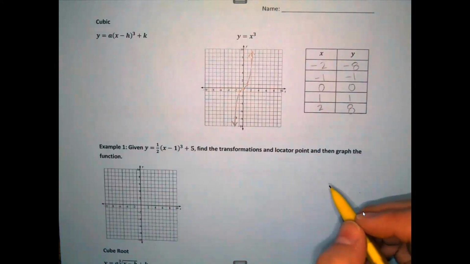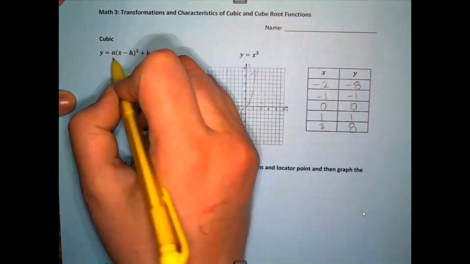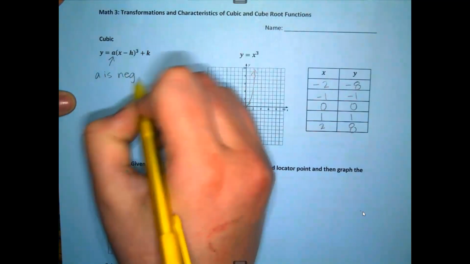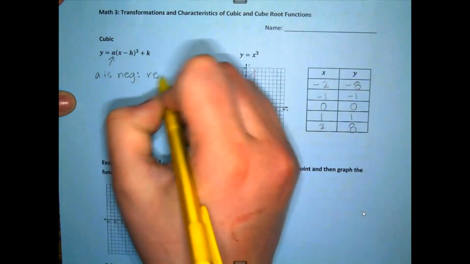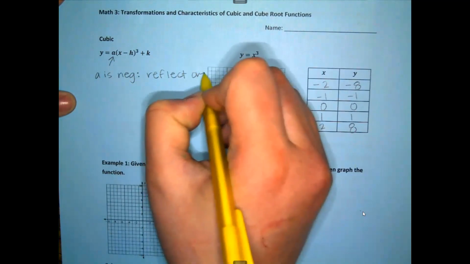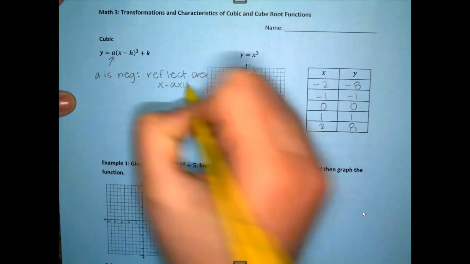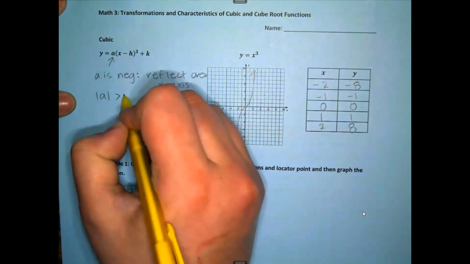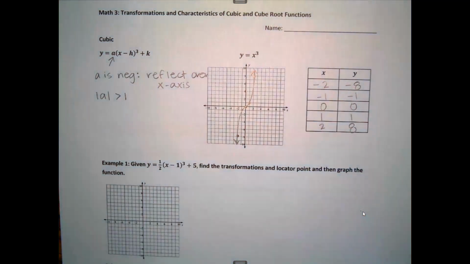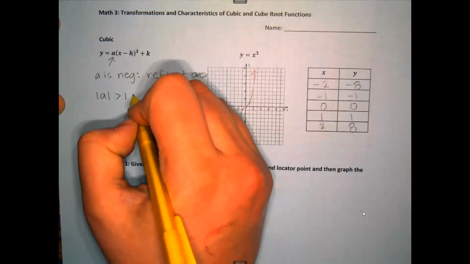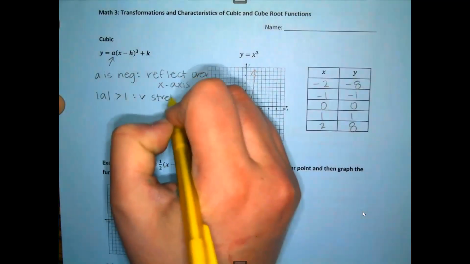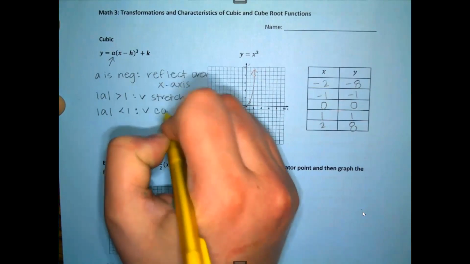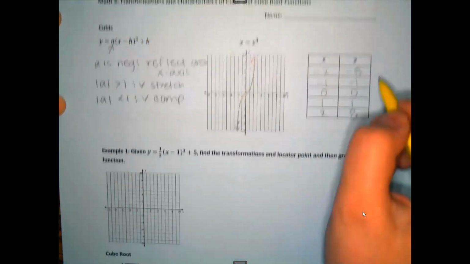So our transformations are going to be exactly what we are used to. So the A value in the front can be negative. And if the A value is negative, that means that the graph has been reflected over the x-axis. If the absolute value of A is greater than 1, it doesn't matter if it's a positive or a negative A, it just matters about the size of the number. So if the A value is greater than 1, then that's a vertical stretch. If the A value is less than 1, it doesn't matter what the sign is, but if it's less than 1, it's a vertical compression. So just like what we're used to.